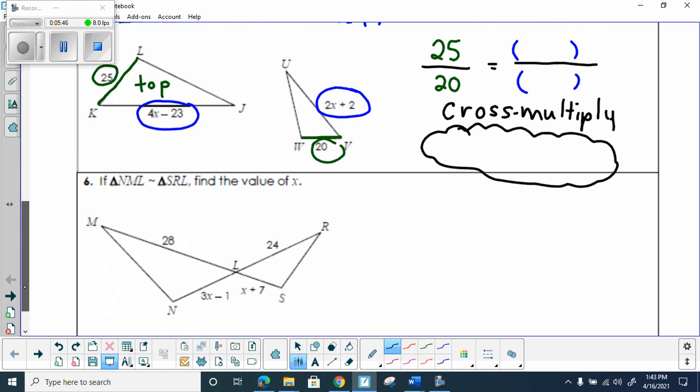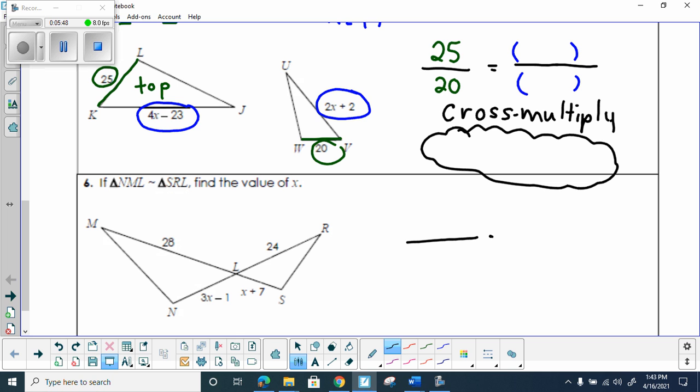Okay, number 6 is very similar. You'll have a proportion set up. Okay, you should end up with x equals 5. All right, you'll have to find your corresponding sides. Okay, so here again, 28, that is side ML. That's the last two letters. That means RL is its partner. That's 24. You can pick which one you want to put on top.